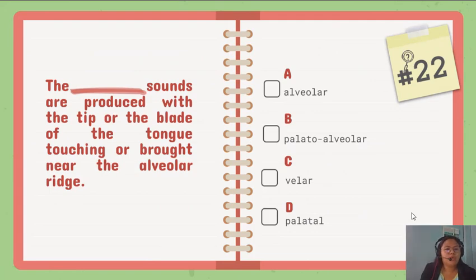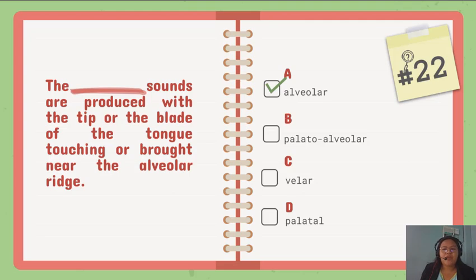For item number 22, the blank sounds are produced with the tip or the blade of the tongue touching or brought near the alveolar ridge. Choices are A. Alveolar, B. Palato-alveolar, C. Velar, D. Palatal. So, what is the correct answer for number 22? For number 22, the correct answer is letter A.